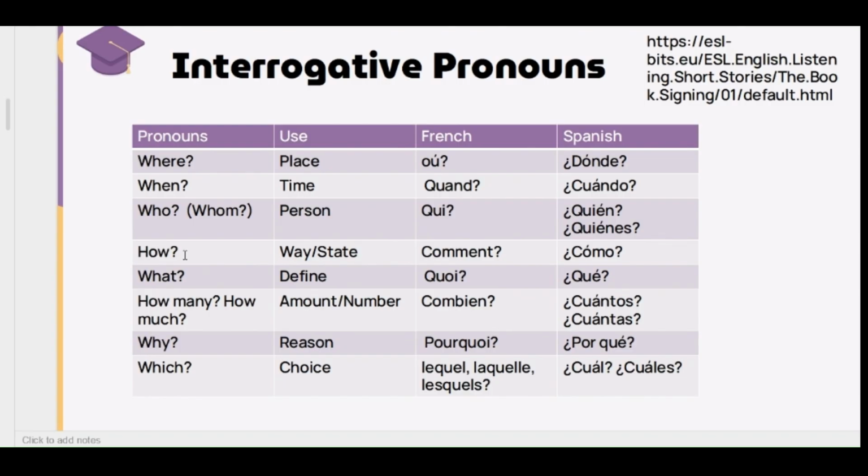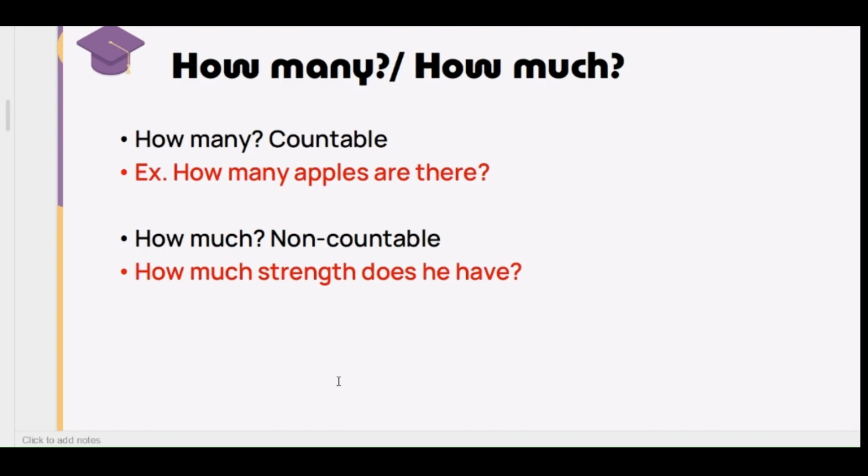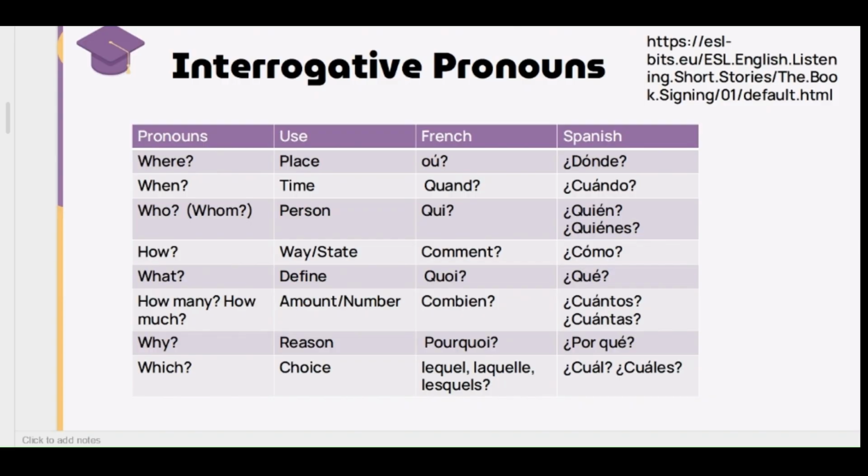How many, how much. For us in English it's different, so how many is going to be for numbers, things that you can count. How much is for amount, things you cannot count. And for you it's cuantos, cuantas, cuanta, cuanto, I think. Why is reason, so por qué. And which is for choice, which can be cual or cuales. So these are all the pronouns that you need to learn for the present simple tense in English.